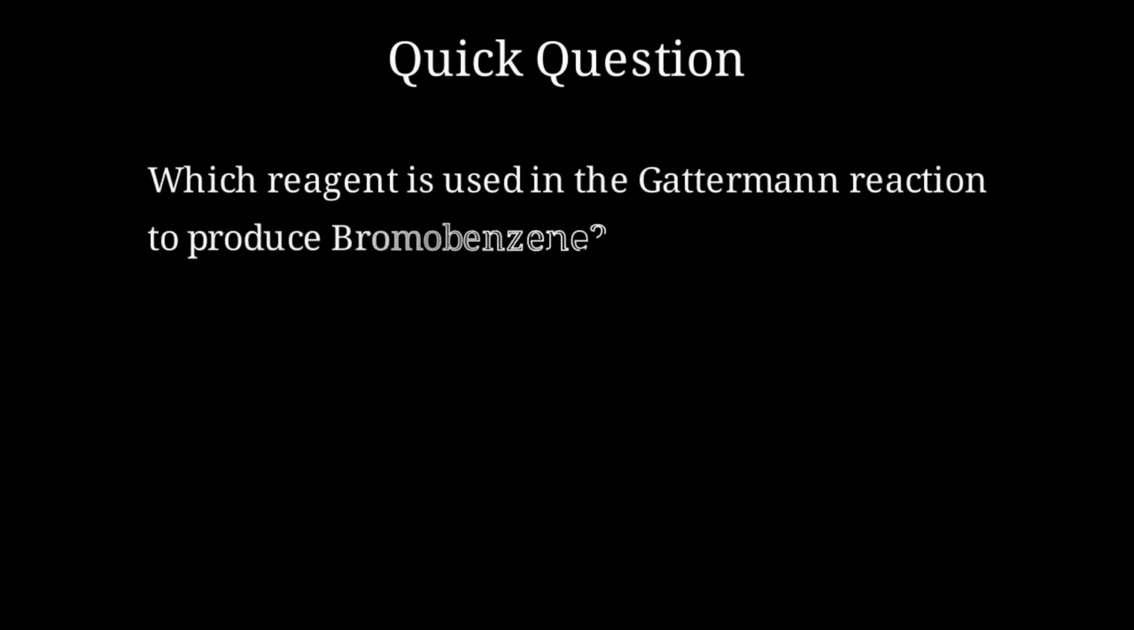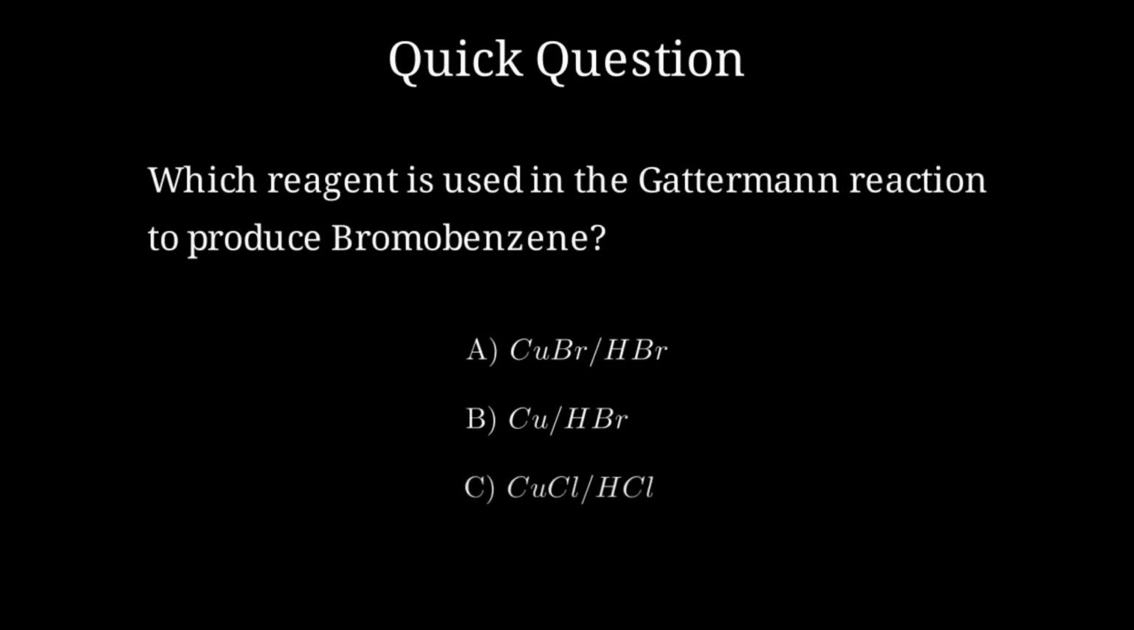Let's test your knowledge. Which reagent is used specifically in the Gattermann reaction to produce bromobenzene? Think about the catalyst form we discussed earlier. The correct answer is B.